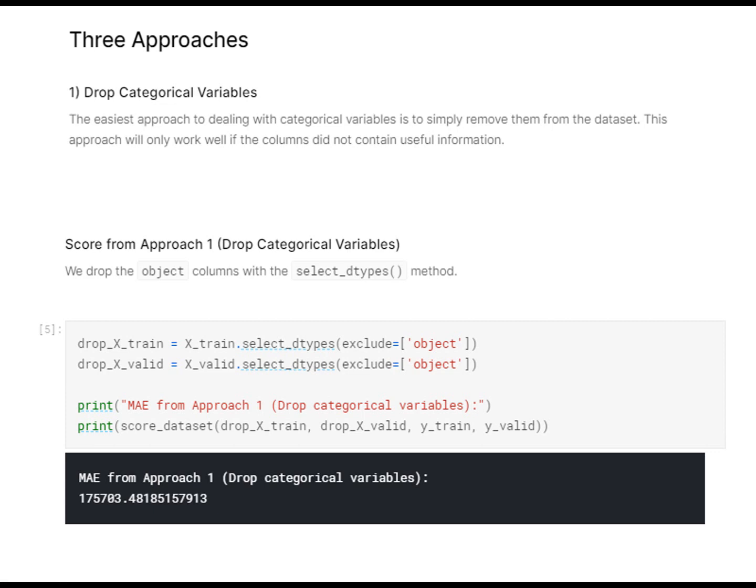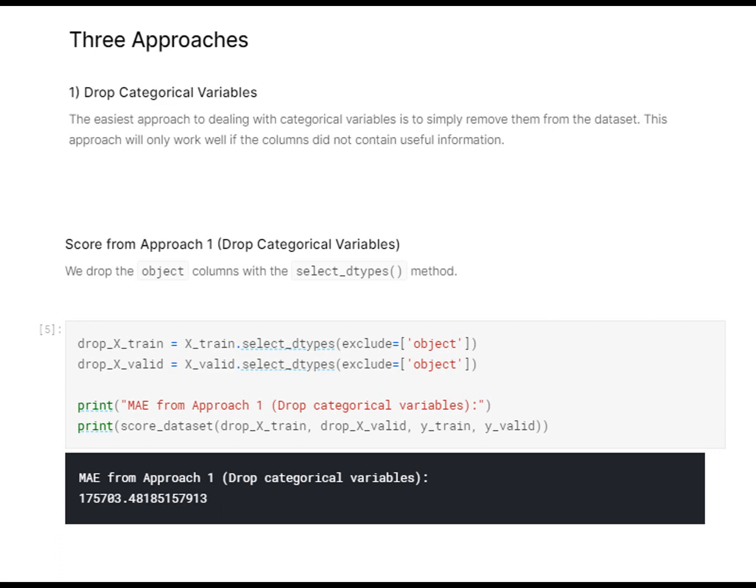Number one is drop categorical variables. The easiest approach to dealing with categorical variables is simply to remove them from the data set. This approach will only work well if the columns did not contain useful information. Categorical variables' data types are of object. We can drop the object columns with the select_dtypes method.